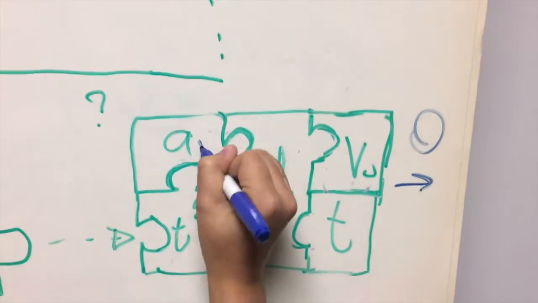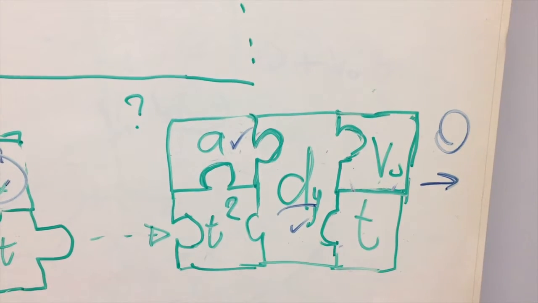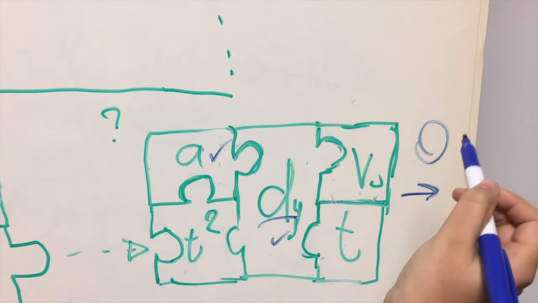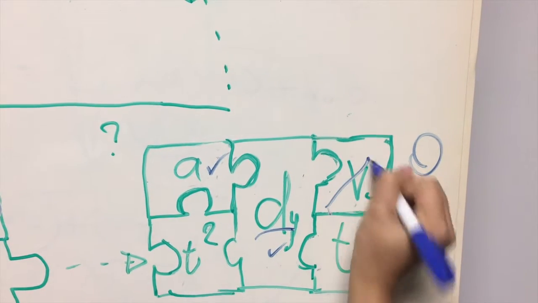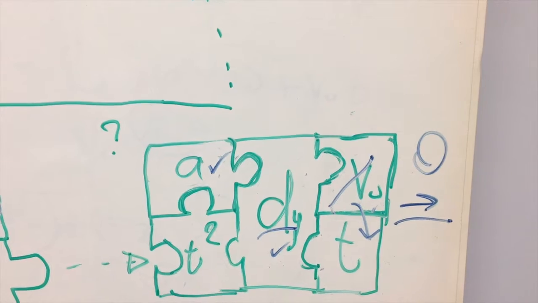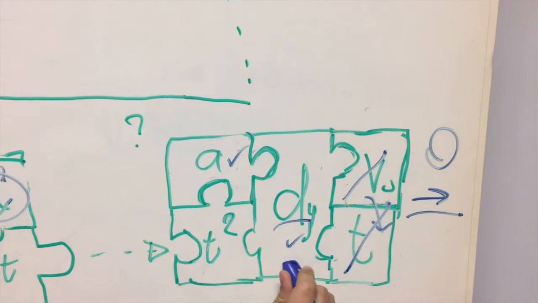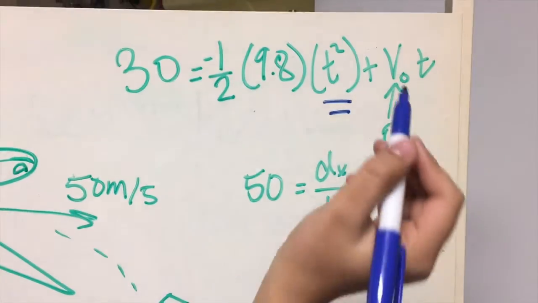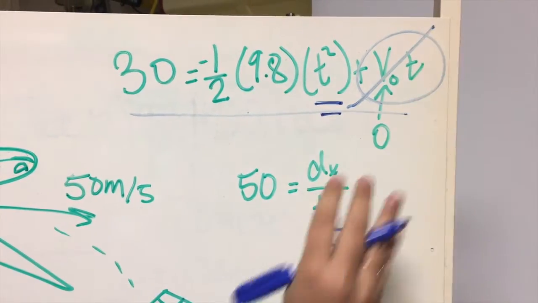We have a because that's always 9.8. We have dy because that's the 30 meters, and we know that v naught is 0 because the plane is going 50 meters per second in the horizontal direction. So that's 0, and that makes the second term 0 because they are multiplied. So in order to get from this puzzle piece to this puzzle piece, we have to connect it through the t's. So now after we've plugged everything in, we realize that this part doesn't matter because it's 0.